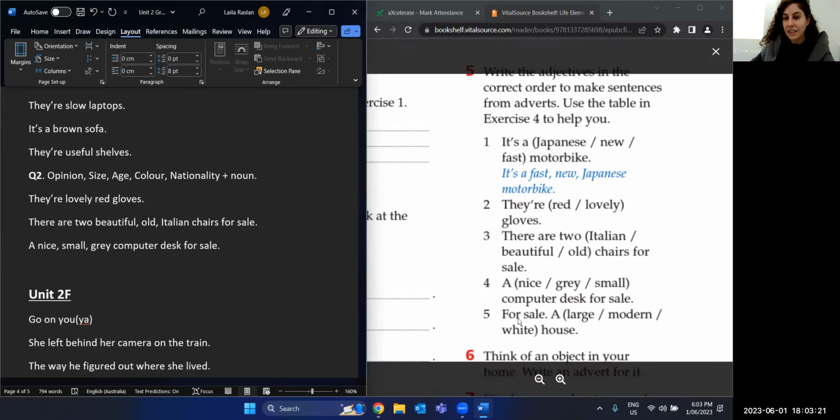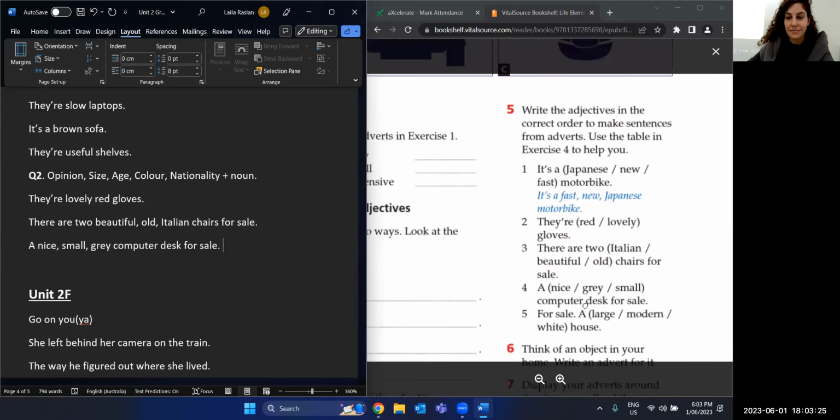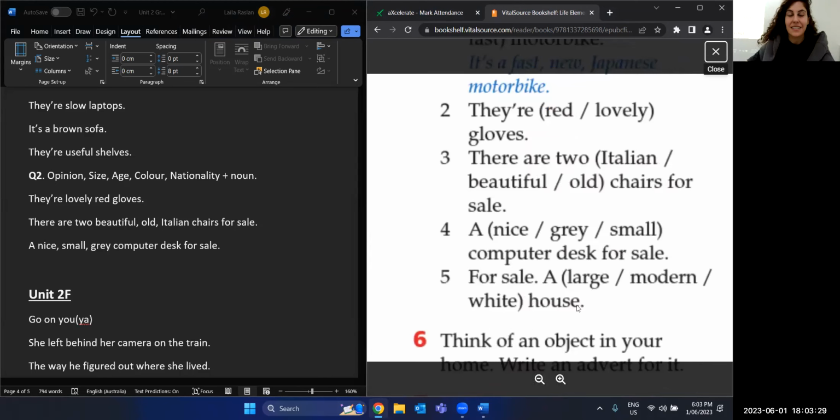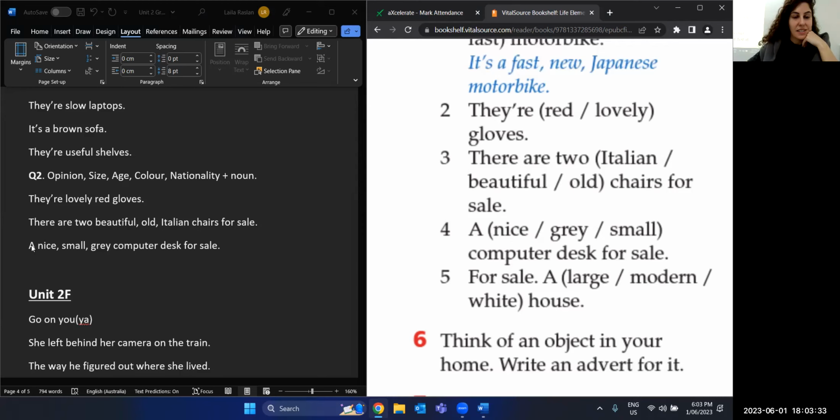The last one, number 5, van. So house, that's the noun that you're selling. A nice, number 5.